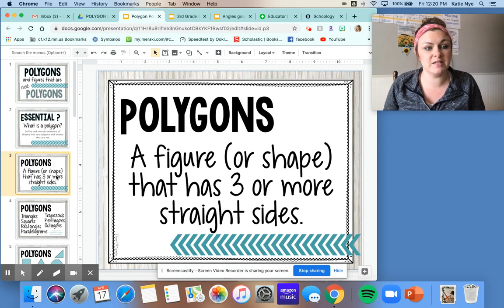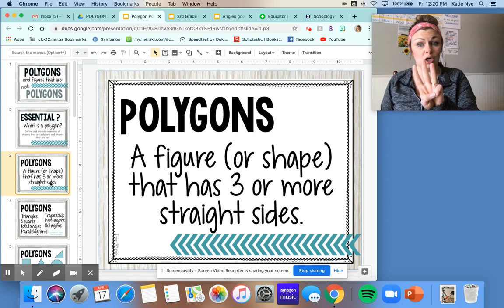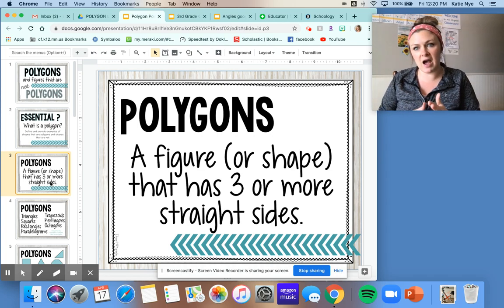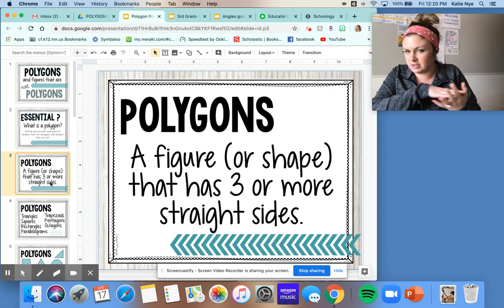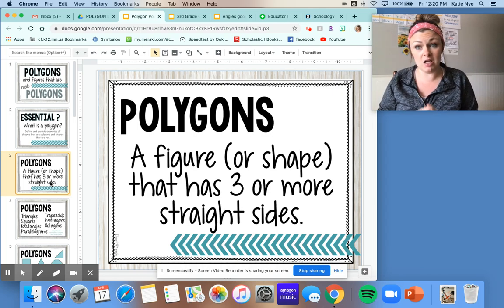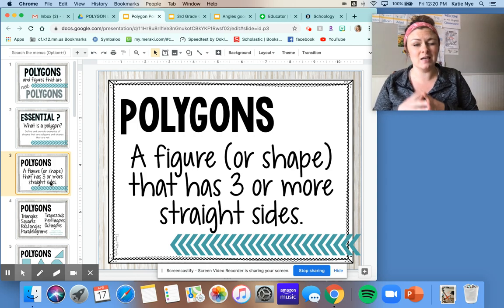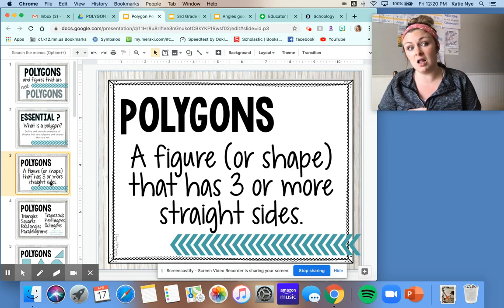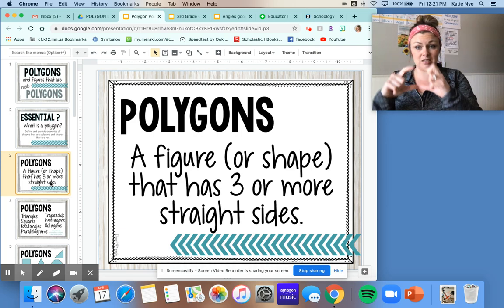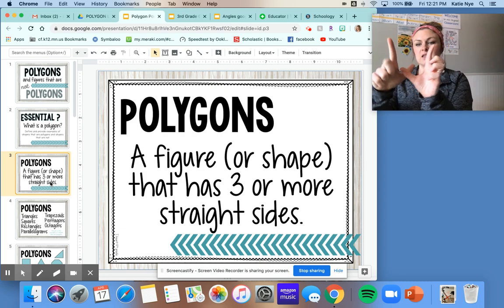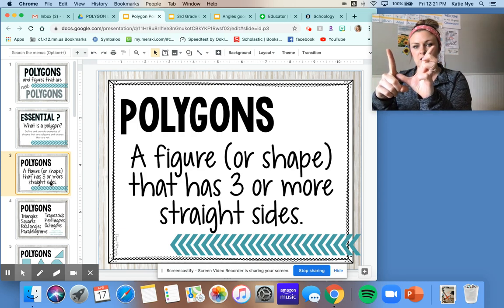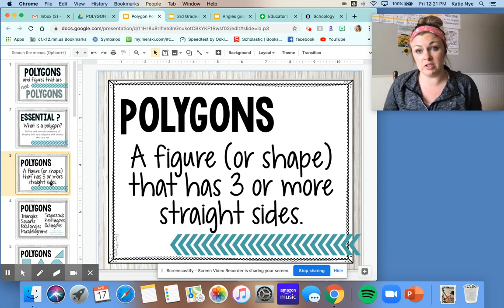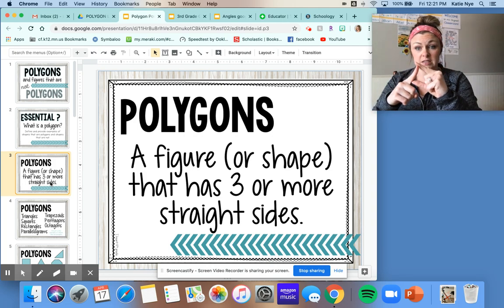A polygon is a figure or a shape that has three or more sides. So it could have 3, it could have 5, it could have 8, it could have 4, and it doesn't matter as long as they are all straight sides. The thing that's not on this screen that I want to add is that they also all need to connect. So I can't have like two lines like this and another like this and have it open. They all need to be connected in order for it to be a polygon. So they have to be straight and then they all need to be connected. That's what makes a polygon.